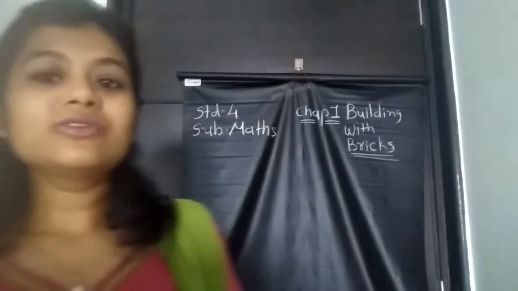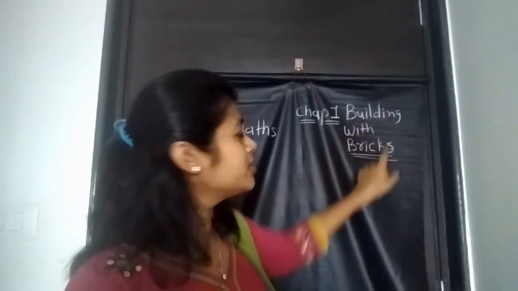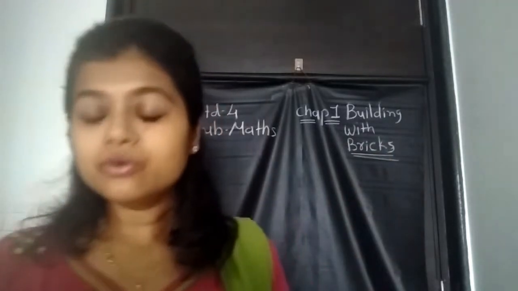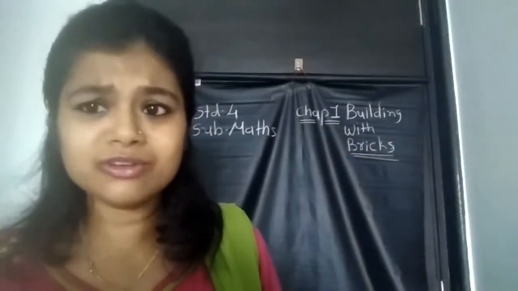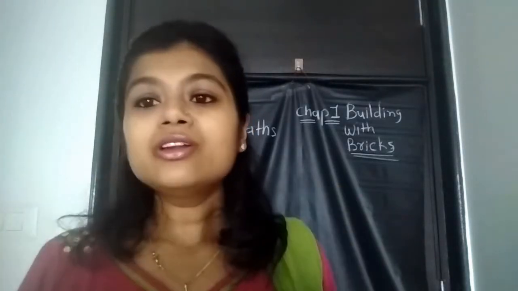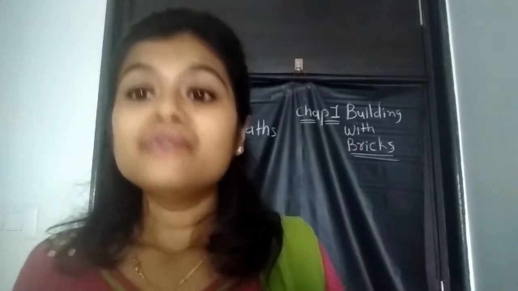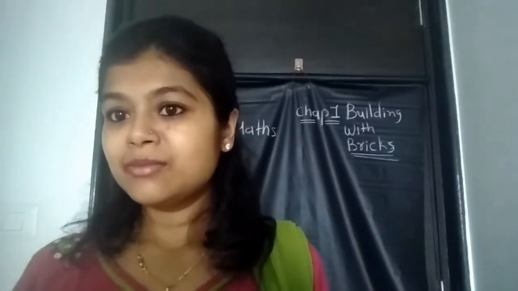I know that. So let's begin with our chapter number 1. Our chapter number 1 is Building with Bricks. As we all know, we are surrounded by concrete jungles. Now what is a concrete jungle? Yes, you may guess correctly. Concrete jungle means buildings. We are surrounded by many buildings, and buildings are made of many things like bricks, concrete, cement, sand, steel, so many things, right?